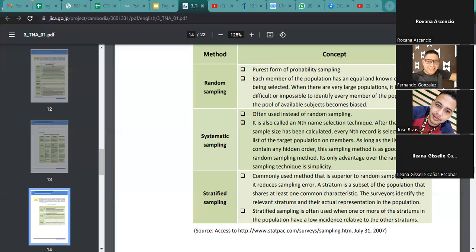Stratified sampling. A commonly used method that is superior to random sampling because it reduces sampling error. A stratum is a subset of the population that shares at least one common characteristic.